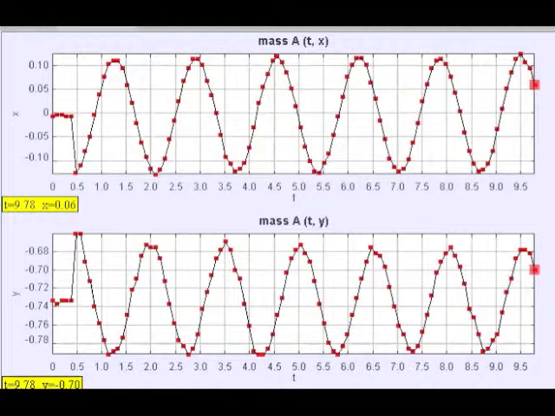The x component of the motion is roughly accounted for by the oscillation of a pendulum, where the period is calculated by T equals 2 pi square root of L divided by g, while the y component of the motion is accounted for mostly by the oscillation of the spring, where the period is calculated by T equals 2 pi square root of m divided by k.